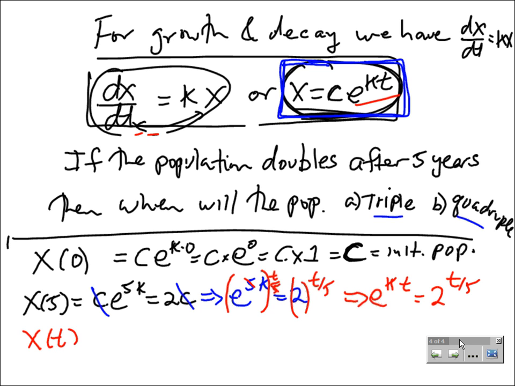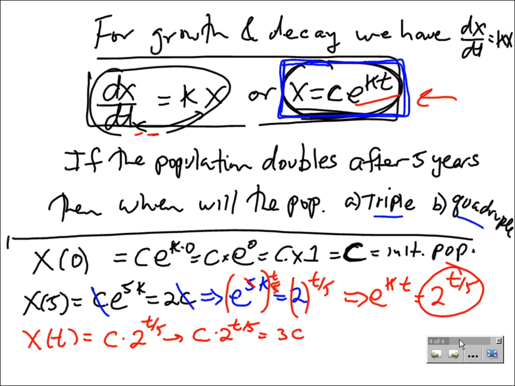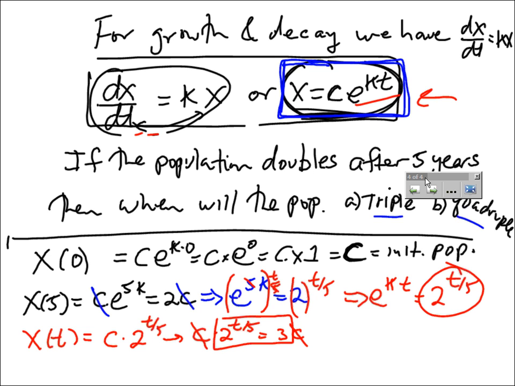So rewriting this equation, x of t is c times, not e to the kt, but 2 to the t over 5. Okay. Now I want to know when it triples. I want to know when c times 2 to the t over 5 triples the initial population. That was the initial population, and now I triple it. Again, the c's cancel out. I just want to know when 2 to the t over 5 equals 3. I want to solve for t.